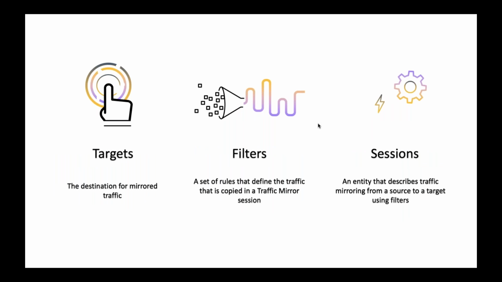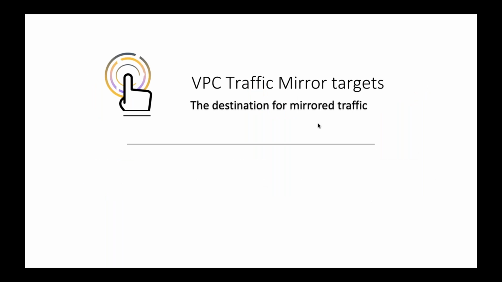Now, a very high-level overview of what VPC traffic mirroring is and how you create it. There are three components here for traffic mirroring: targets, filters, and sessions. Let's take a quick look at all of these components. Let's start with targets. When you create VPC traffic mirroring, the first thing you need to do is create a VPC mirror target, which is your monitoring instance.